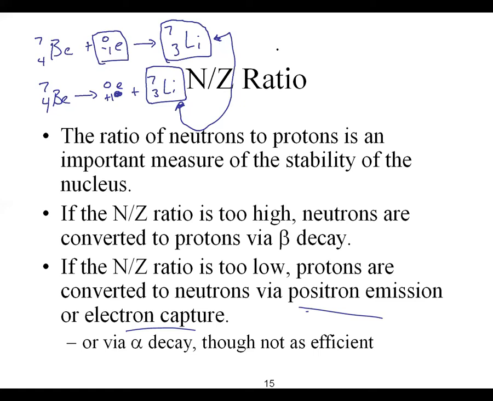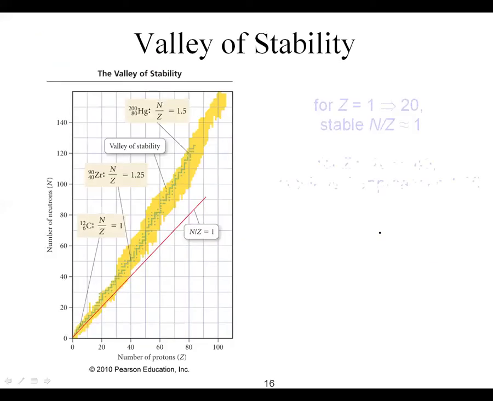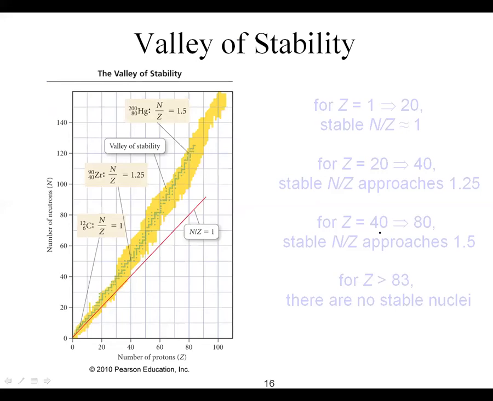So those are two things to remember. Too high, beta. Too low, you're going to do one of those two things as well. So how do we know if it's stable or not stable, what a good ratio is, if you will? And this brings up this little curve over here.